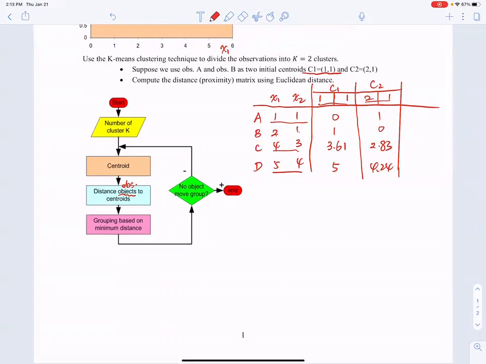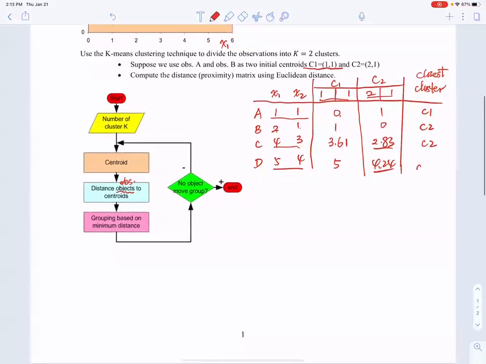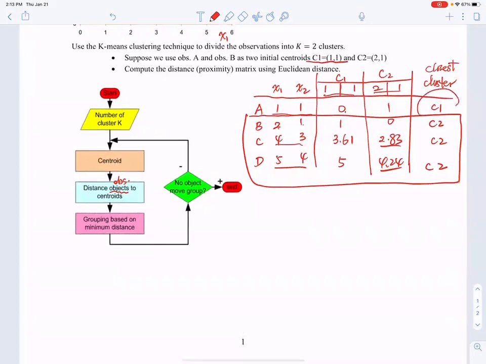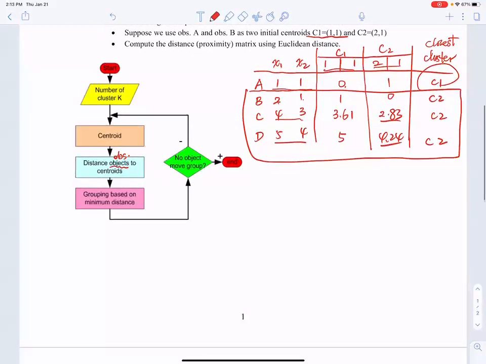Now we need to assign them to the closest cluster. This one we should assign to cluster 1, because the distance is 0. The others are cluster 2, because the distance is smaller. Now B, C, D become one cluster, and A is a separate cluster. Now we're going to update the centroid.